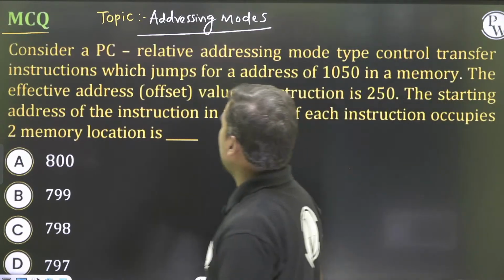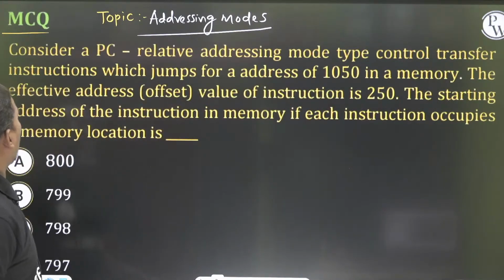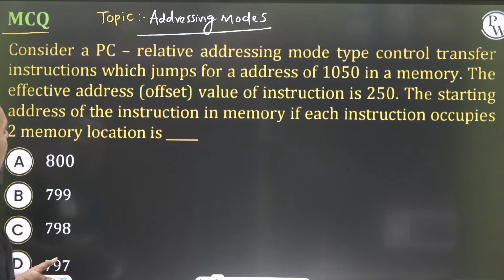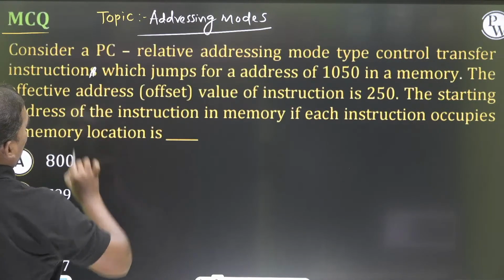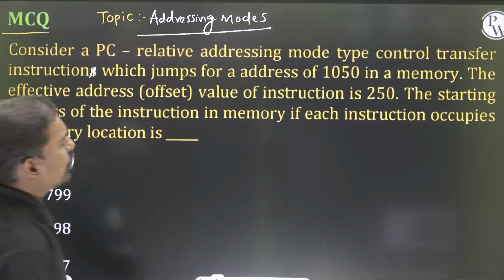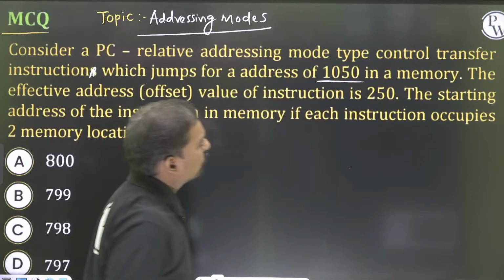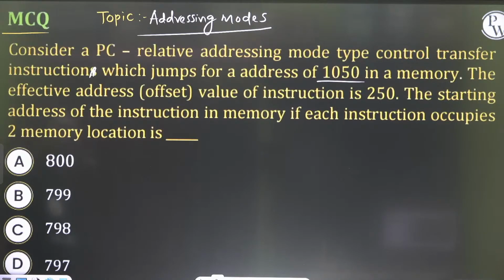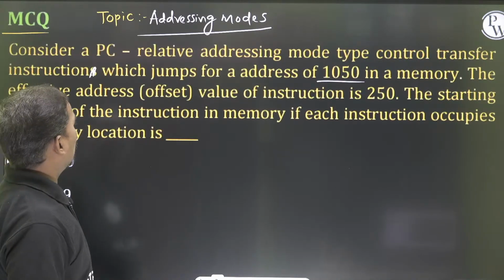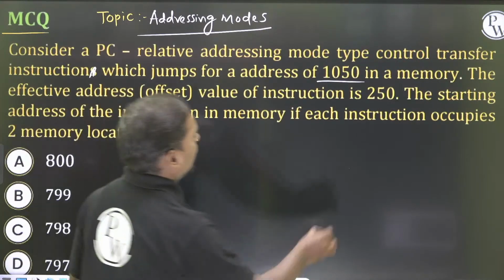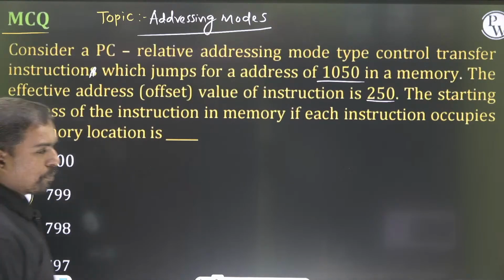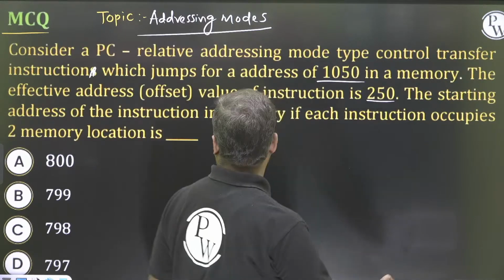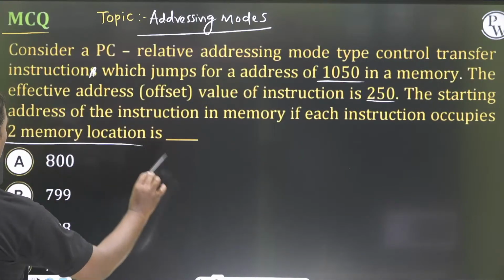Consider a PC relative addressing mode type control transfer instruction which jumps to an address of 1050 in memory. The effective address value of the instruction is 250. What is the starting address of the instruction in memory if each instruction occupies 2 memory locations?